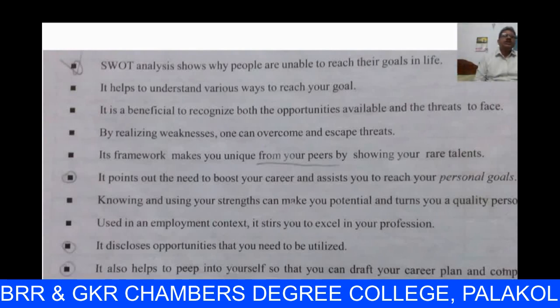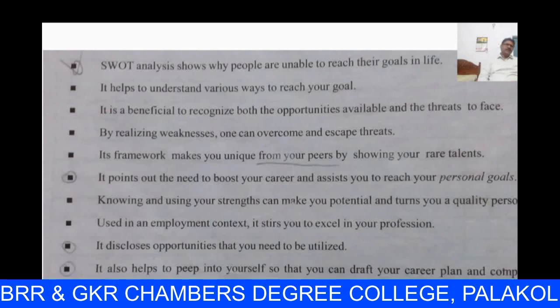It is beneficial to recognize both the opportunities available and the threats to face, and how to face the problem and how to take the challenge. Its framework makes you unique from your peers by showing your rare talents. SWOT creates opportunity and makes you stand out among the people, especially in your peer group, your same age group.